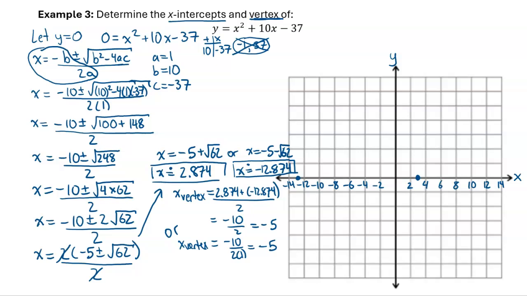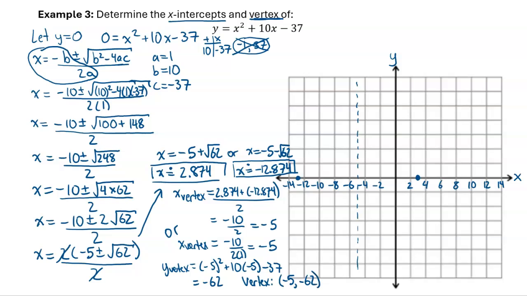But we still haven't found the final point on the vertex because all we know is the x-coordinate. We know the x-coordinate is somewhere along this vertical line. So what we have to do is we sub that into the equation, and we get the y value of the vertex is going to be equal to negative 5 all squared plus 10 times negative 5 minus 37. And so the y value of the vertex is negative 62, which means that the vertex is going to be located at negative 5 and negative 62.